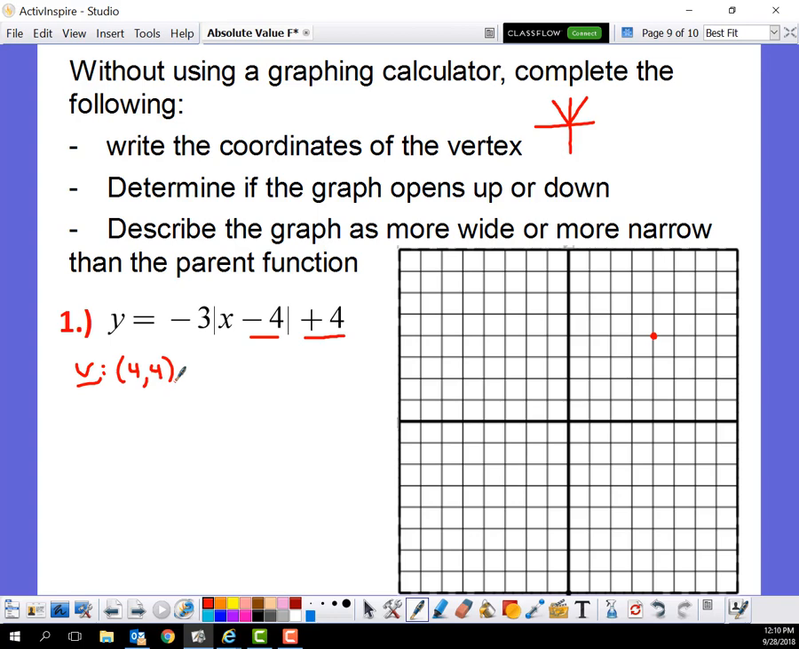Determine if the graph opens up or down. To determine whether it opens up or down, we look at the lead coefficient. If the lead coefficient is negative, we know that graph is going to open down because it's a reflection over the x-axis, so we know it opens down.